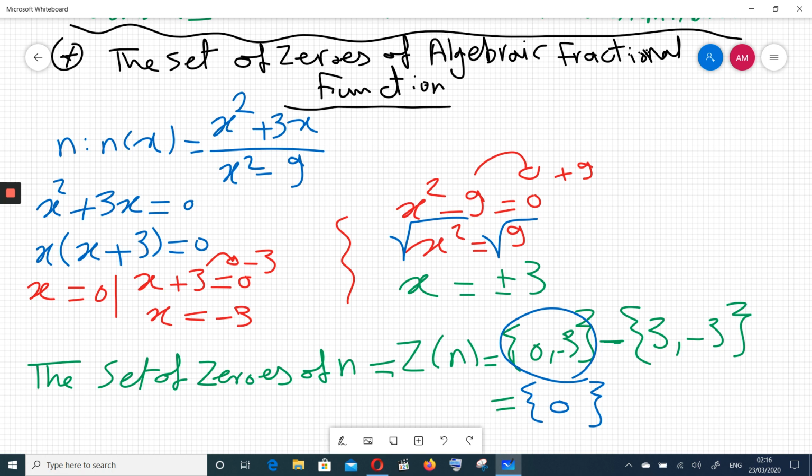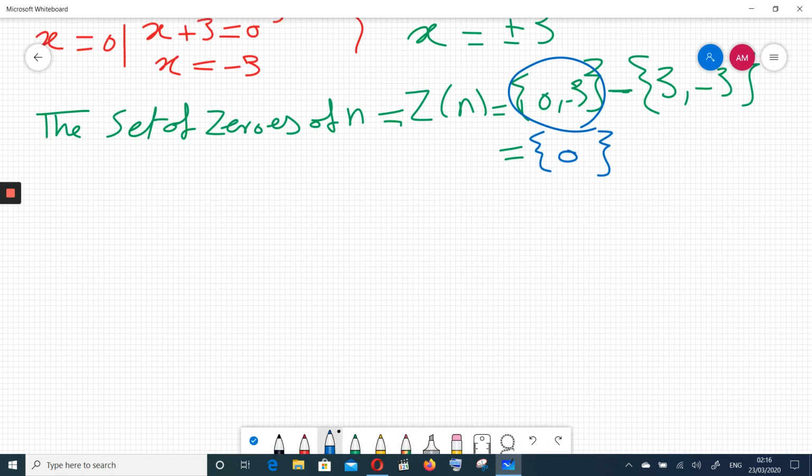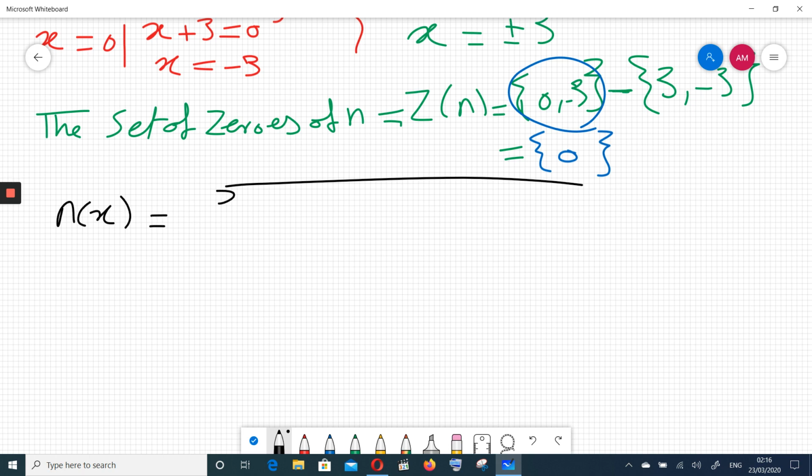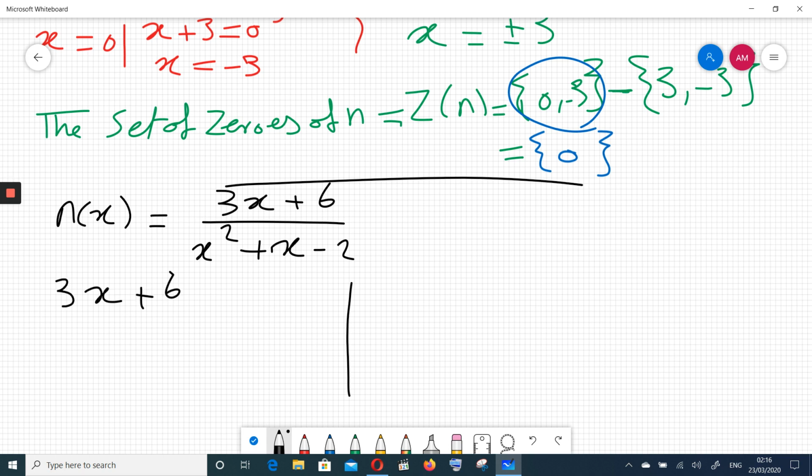Let's go to talking about another example here to make sure you get it. If n of x equals (3x plus 6) over (x power 2 plus x minus 2). Okay. The same things here. We use our numerators. We put numerators here, 3x plus 6 equal 0.